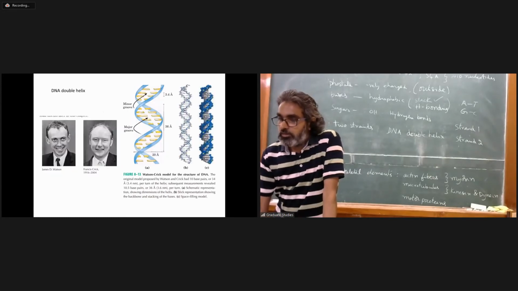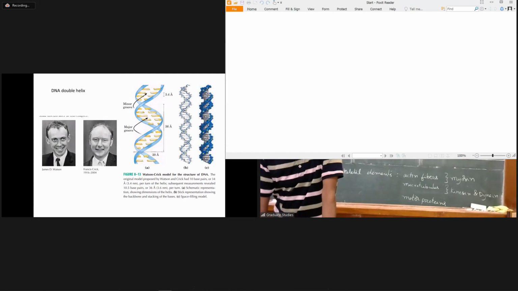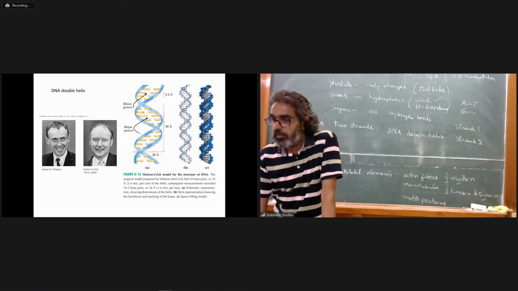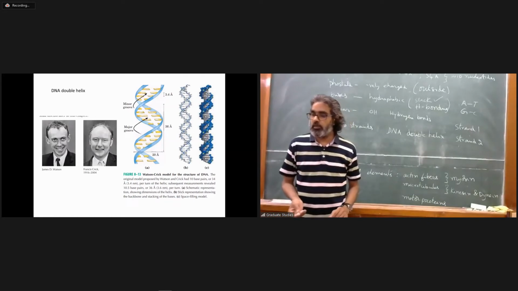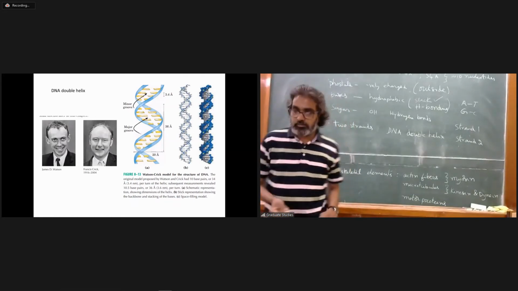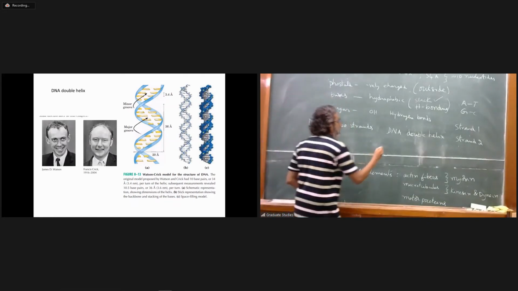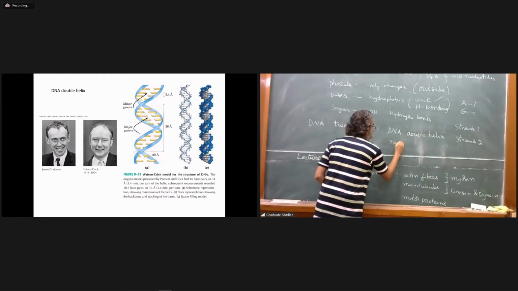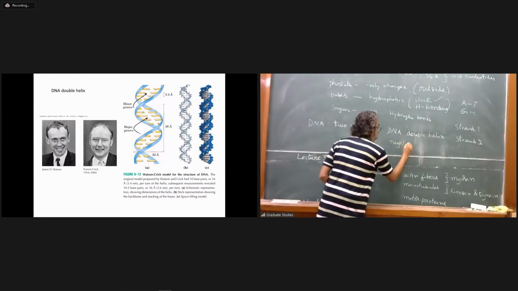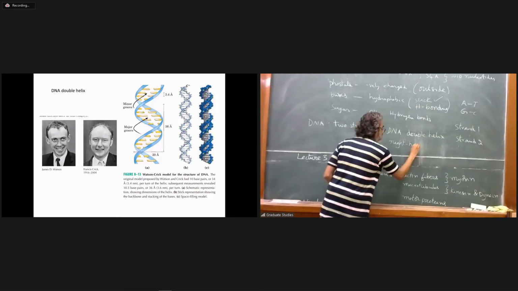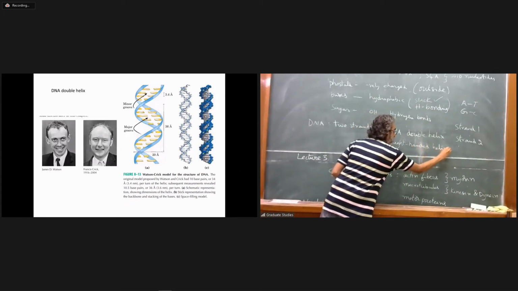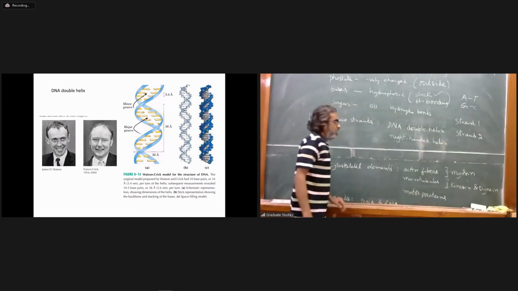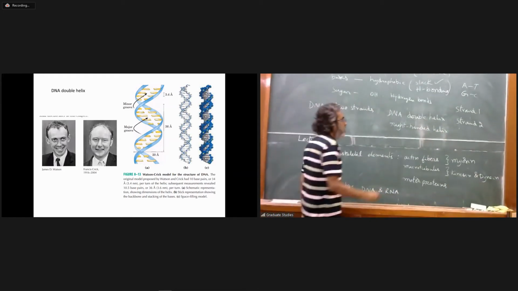So on the right side, what you see is the cartoon picture. At the extreme right, you see the space filling model. If you look at that space filling model, clearly it's a right-handed double helix, and you can see two grooves.